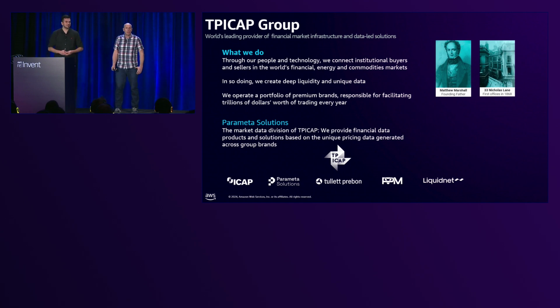Thank you, Patrick. As Patrick said, my name is Martin O'Gorman. I'm the head of data science at Parameta Solutions. As a bit of background, Parameta is the data division of TP ICAP Group. TP ICAP Group is the world's largest interdealer broker. It brings together institutional buyers and sellers across all the major financial, energy, and commodity markets. In doing so, it facilitates trillions of dollars of trades per year, and this generates millions of financial data points every day. At Parameta, we make this data accessible to our clients through innovative data products and data distribution solutions.